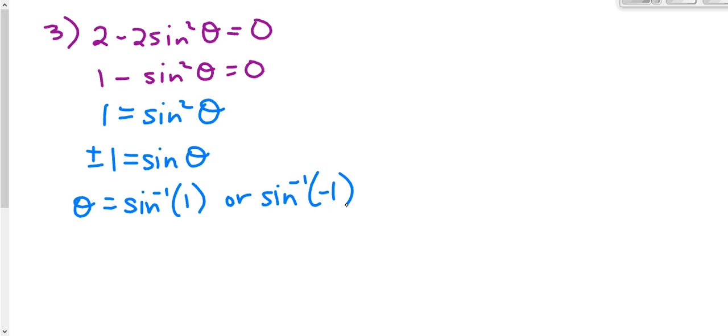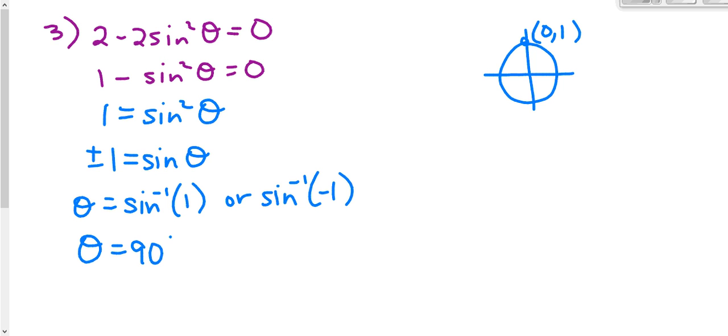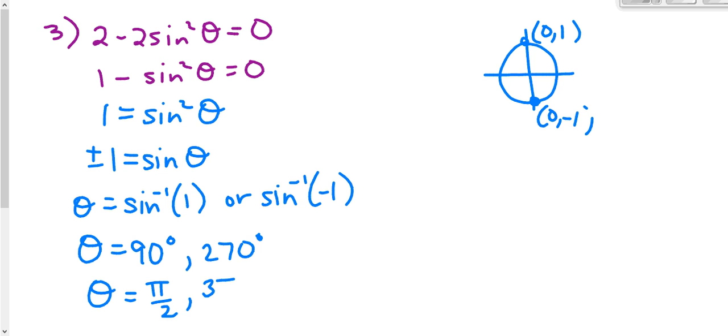The angle whose sine is 1, let's picture this. We must be on the unit circle. We're up here at the point 0, 1, so that would be 90 degrees. And the other one, the angle whose sine is -1, we're down here on the unit circle. That would be 270 degrees. Now let's convert those into radians, and we get pi over 2 and 3 pi over 2.